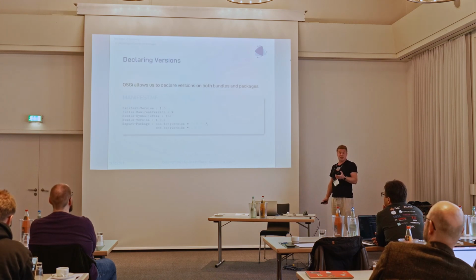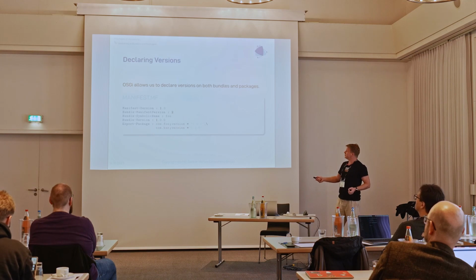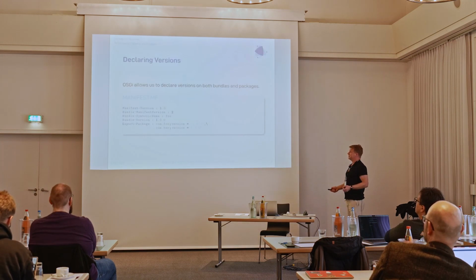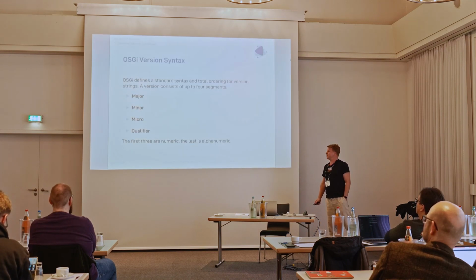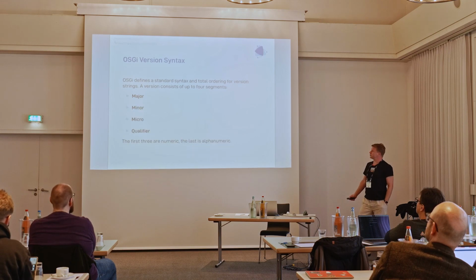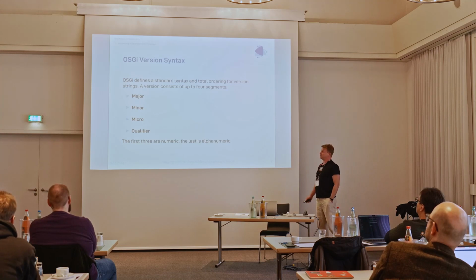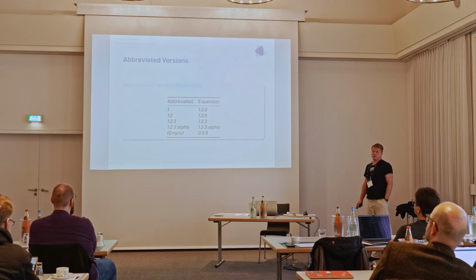In OSGi, what can you version? You can put versions on bundles. Where's the version in the bundle manifest? Right here, the bundle version, and we can also version our exported packages. Nothing too fancy here. In OSGi, we define versions as major, minor, micro, and qualifier, having these elements in this order. The first three elements, major, minor, and micro, are numeric, and the qualifier is alphanumeric, so it can basically be anything you want. Here are just a bunch of examples of how a version looks. Also nothing new for everybody.